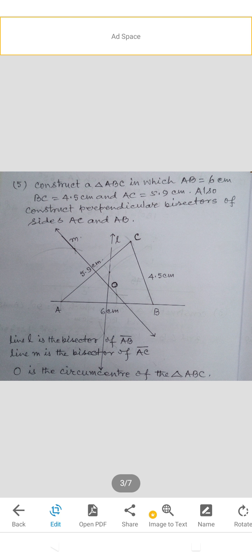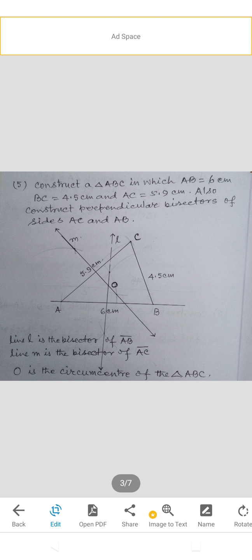Now construct perpendicular bisector of side AC and AB. With A as a center, draw an arc above the AC and below the AC. With C as a center, draw an arc which intersects the previous arc at a point. Then join the line segments. M is the perpendicular bisector of AC. Line M is the perpendicular bisector of AC.